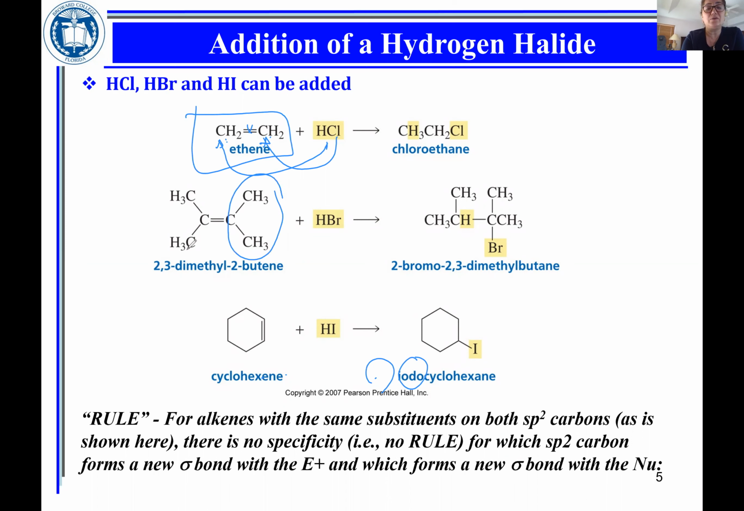The right side of the molecule is the same as the left side of the molecule in 2,3-dimethyl-2-butene. So this is a symmetrical alkene. It's not going to make a difference at all if H is added to the carbon on the left side or the carbon on the right side. Whatever carbon H is added to, the other carbon will take the Br. Another symmetrical situation: whichever carbon takes the H, the other carbon will take the I, and it can be switched around with no problem.